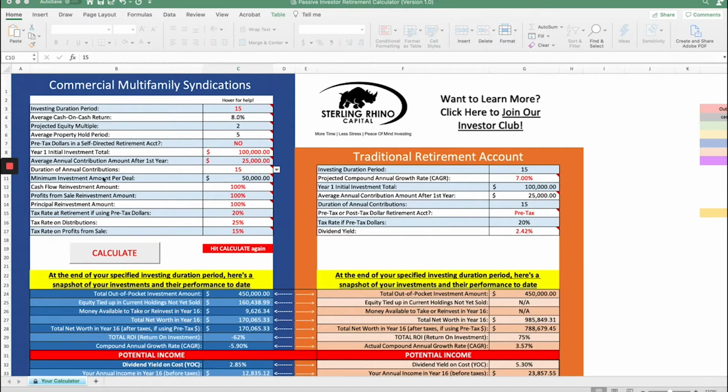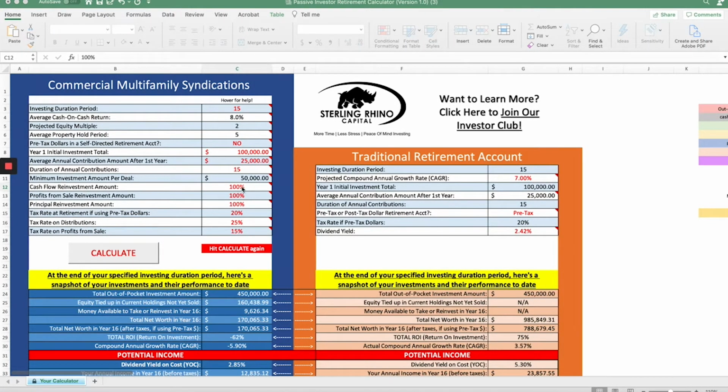Here we come to the minimum investment amount per deal. Every deal has a minimum investment entry point. We have this set to $50,000, which is pretty typical. You will find some deals that are more than this, some that are less, but 50,000 is usually the number, and we have that set as a default.